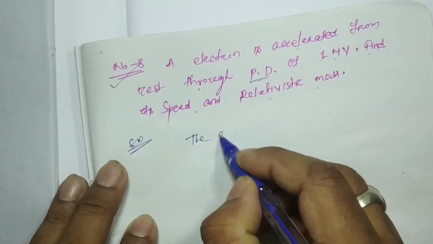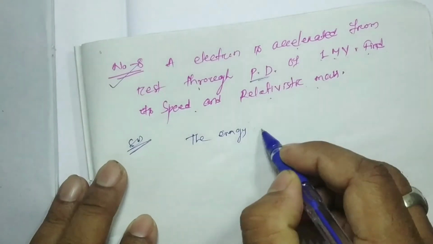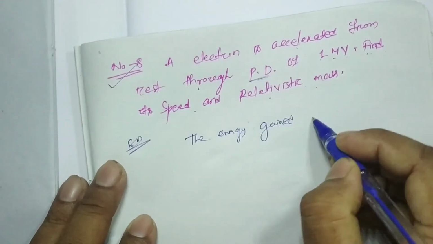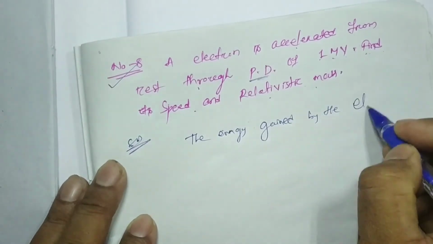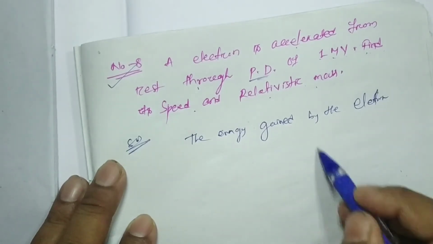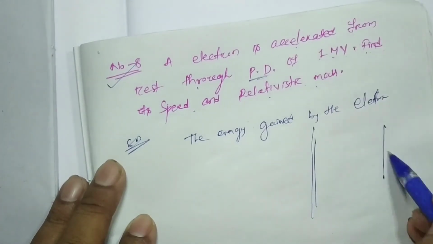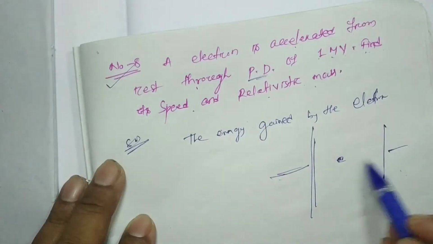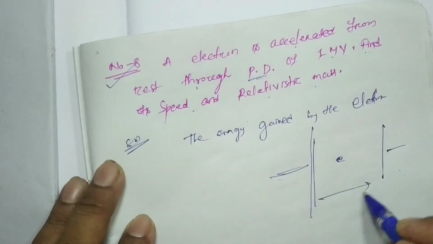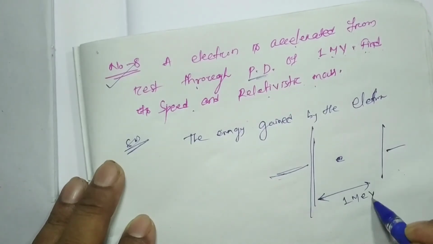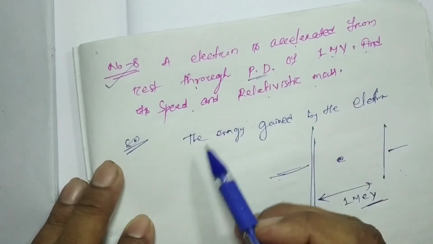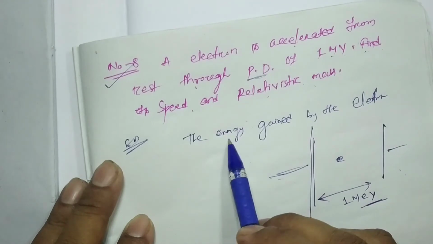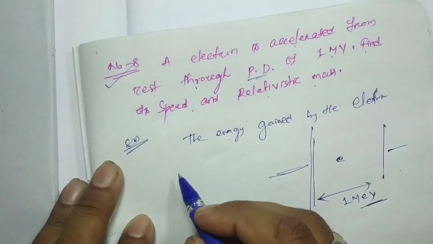The energy gained by the electron, that means this is a potential difference, and an electron is moving in this potential difference. That potential difference is 1 mega electron volt. Then what is the speed and relativistic mass? The energy gained by the electron will be how much?